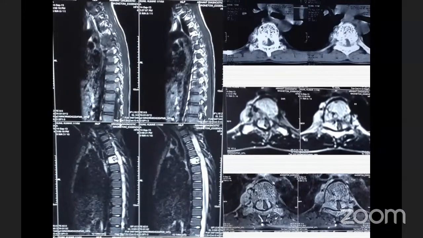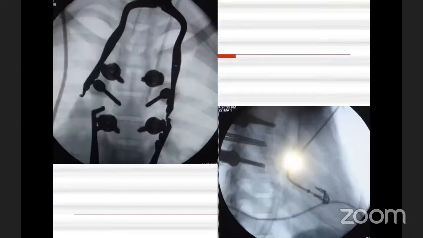Now, this is a case of hemangioma. You can see that it is an aggressive hemangioma, and this is going into the canal. The classical literature says that the usual bleeding in these cases is around 3 to 3.5 liters or more. But now we have a very safe technology by which you can do these procedures with less than 100 ml blood loss. We just put absolute alcohol into these vertebrae during the surgery.